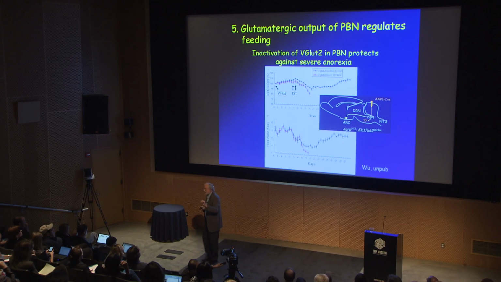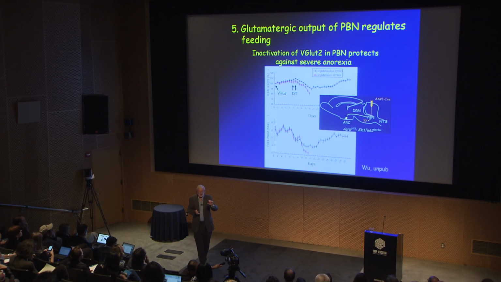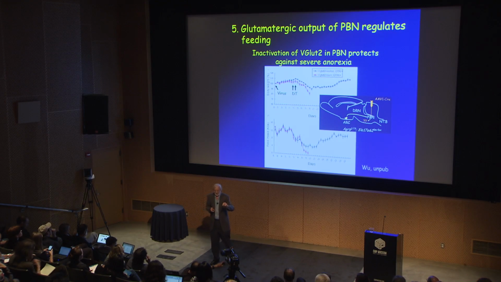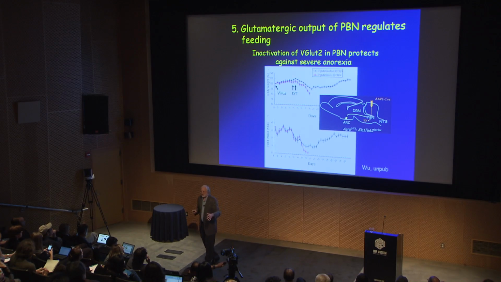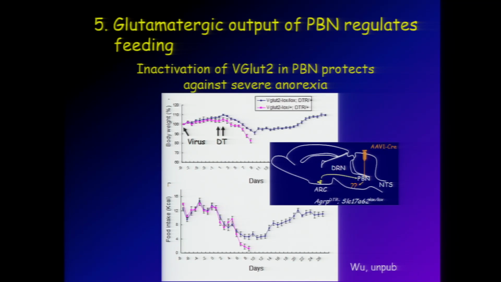If one goes into the parabrachial nucleus itself and takes out the ability to put glutamate into vesicles using the same VGlut2 conditional mouse, one can also protect against anorexia, suggesting that the output of the parabrachial nucleus that's critical is in fact glutamate.